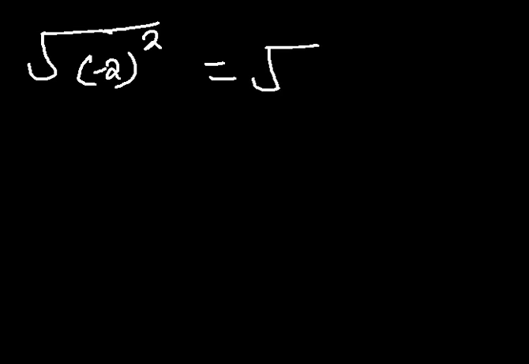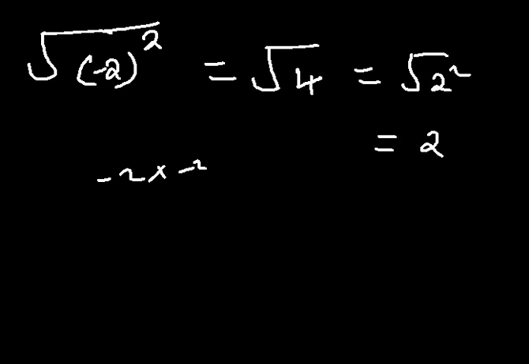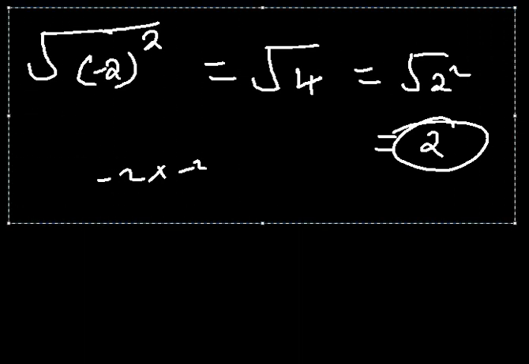Let me also specify, let's just have the square root of negative 2 to the power 2. Of course this is the same as the square root of 4, because we have negative 2 times negative 2. And this is the same as the square root of 2 to the power 2, that will be given as 2. That's the practical working example to demonstrate that.